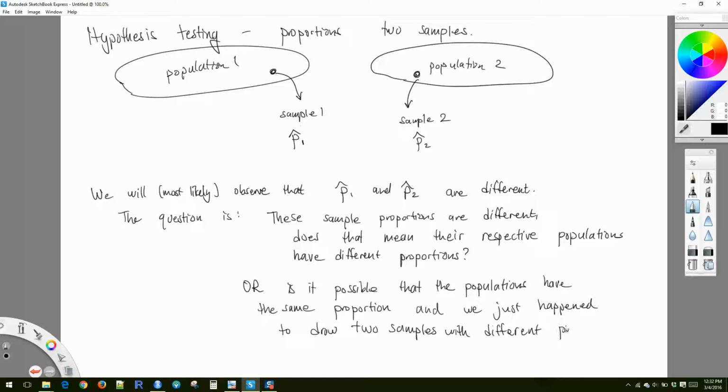So this is essentially the question that we are trying to answer when we are doing hypothesis testing for proportions with two samples. So here's the example that we'll work through. All right, so far so good?